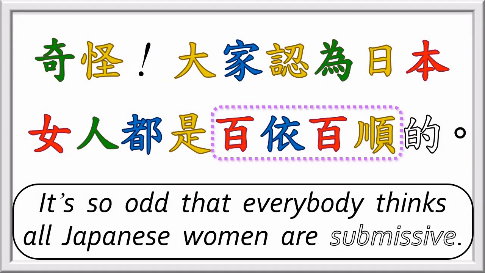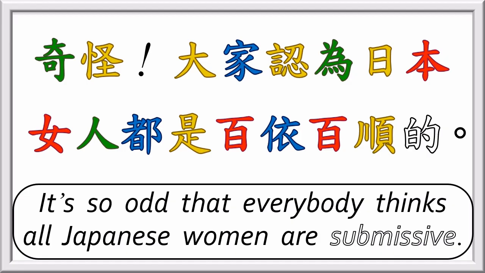Notice the double negative, 无不, meaning all without exception. 奇怪，大家认为日本女人都是百依百顺的。It's so odd that everyone thinks all Japanese women are submissive. That same double negative would work well here too. 日本女人无不百依百顺。In lesson 44, we learned that 社 was a thatched hut, a temporary dwelling soon to be abandoned.